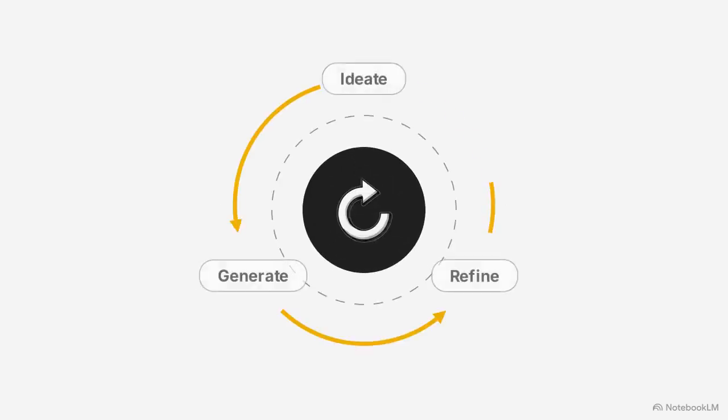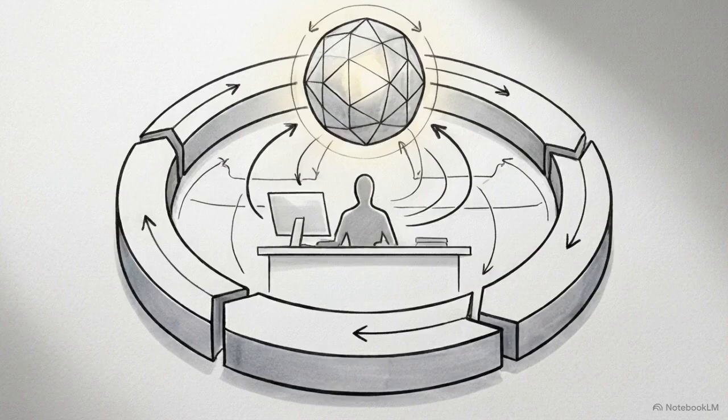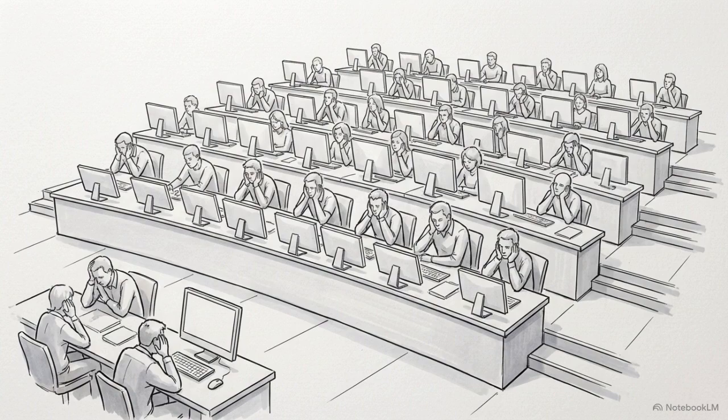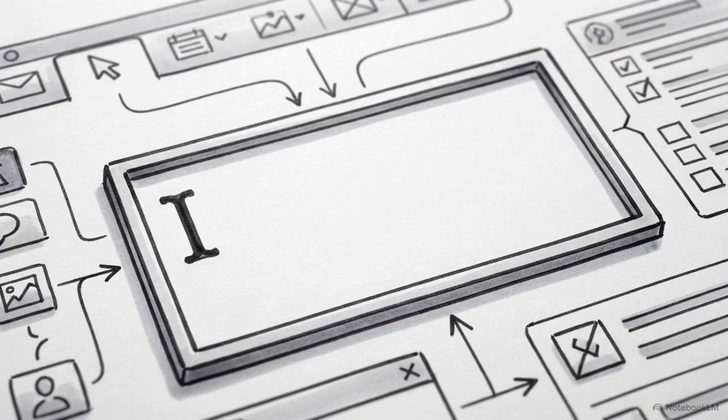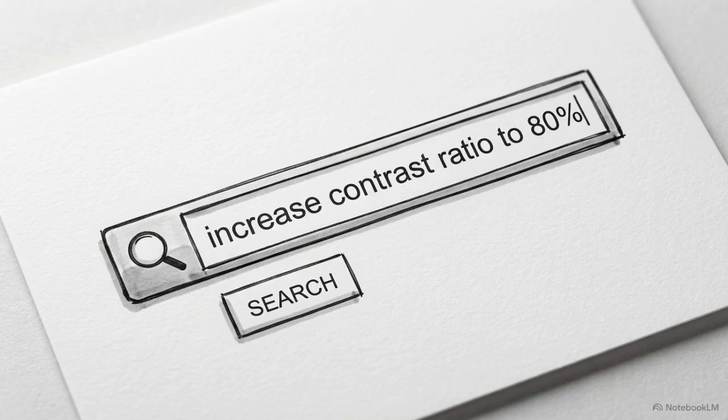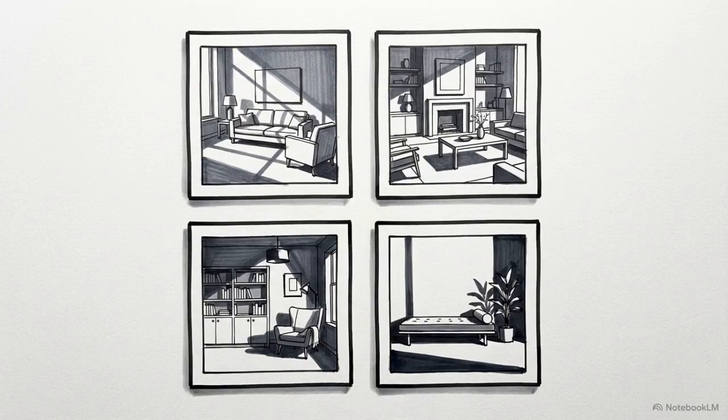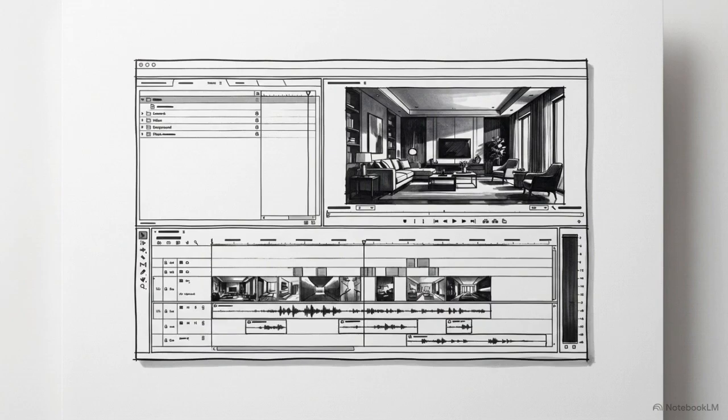Here is where the iterative loop takes over. If we spot a shot where the lighting feels flat, we do not wait for a post-production team to fix it. We go back to the generator, adjust for dramatic shadows, and generate 4 variations. We select the best one and drop it into the timeline.